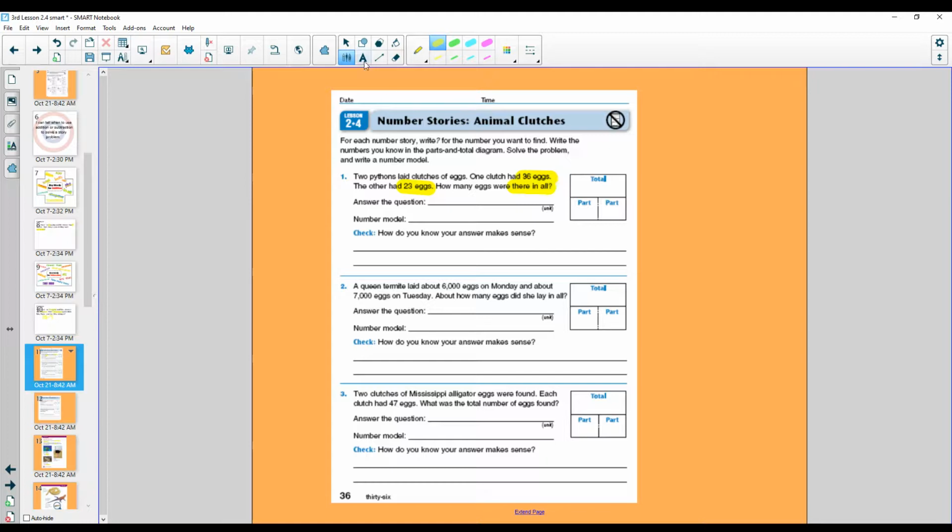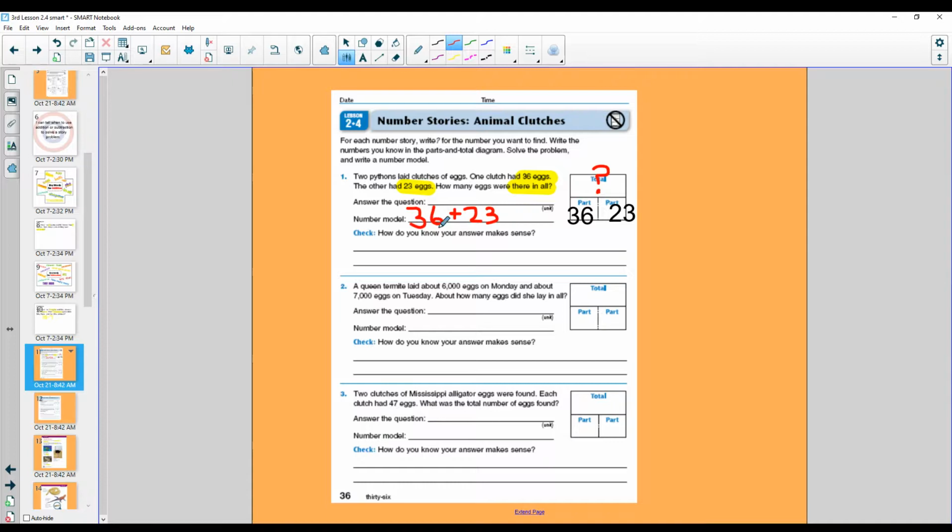All right, so let's think here. We had one part, 36. Oh, I wrote 32. 36. Our other part was 23. Now, we're trying to figure out how many were all together. So, right here, we're going to put a question mark. We're trying to find the total. So our number model is 36 plus 23.